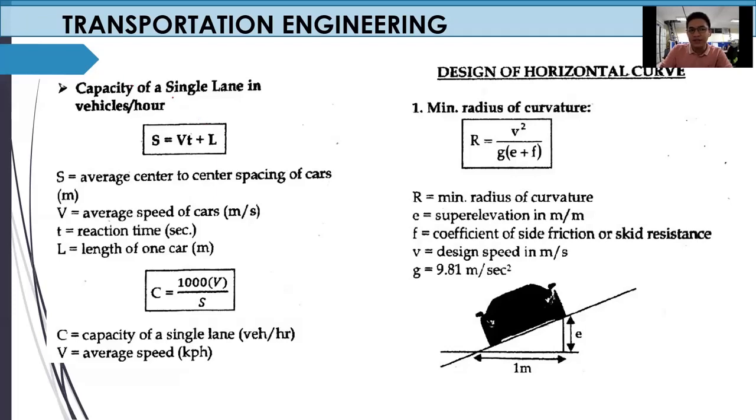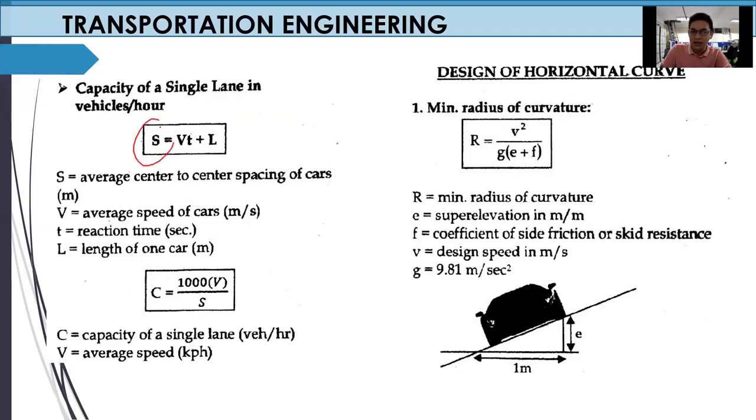How about this one? This is capacity of a single lane in vehicles per hour. So, pag we are talking about capacity, S is ang ating average center-to-center spacing of cars. So, before you can solve for your capacity, kukunin mo po muna si S, which is your average center-to-center spacing.